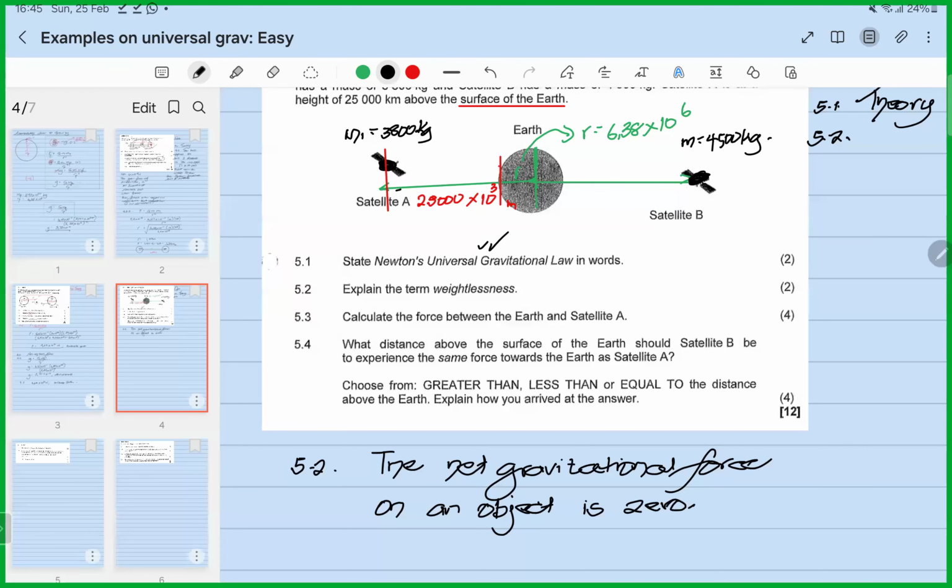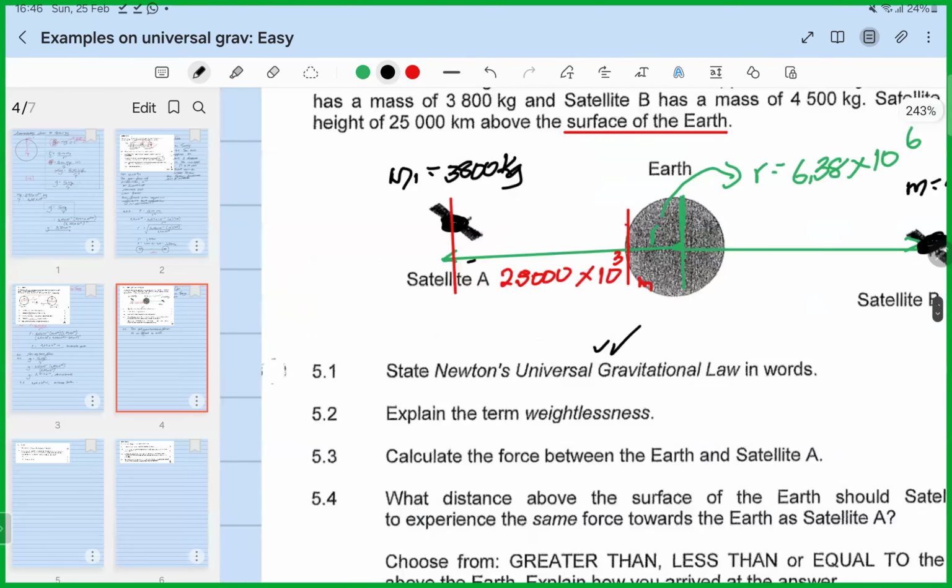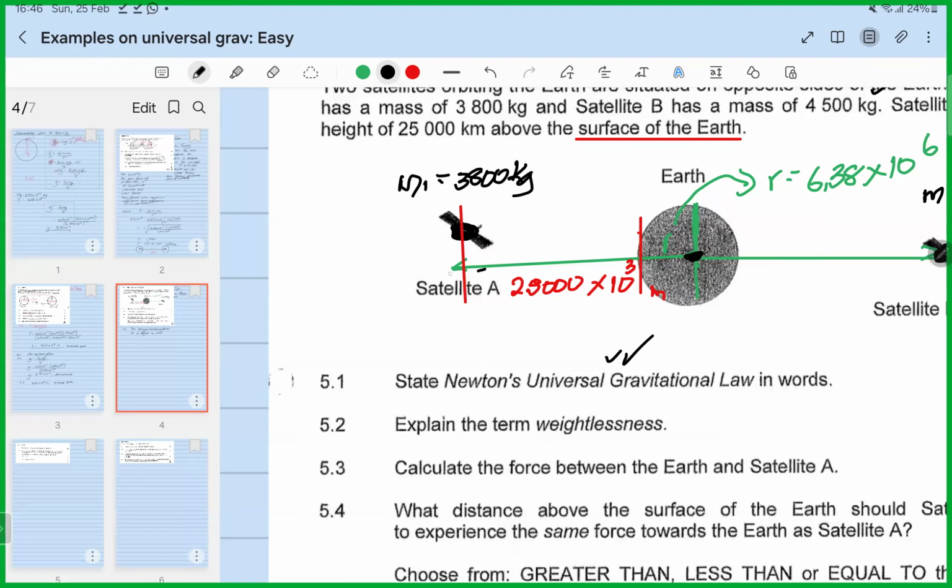Calculate the force between Earth and satellite A. Remember we said the distance has to be from the center of the Earth to where the satellite is. So you take the surface distance to the satellite, add it to the radius, and you'll get your distance r, which is your distance of separation between the satellite and the Earth.